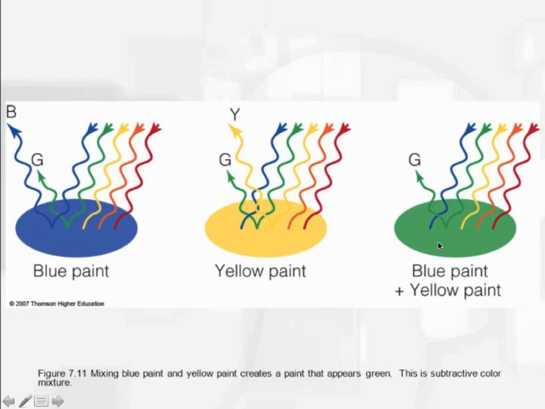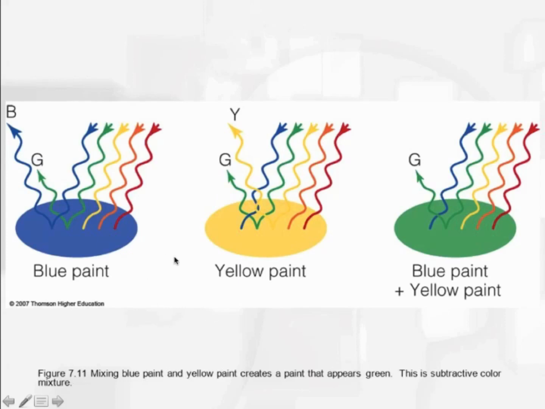It's because now everything's getting absorbed. Everything that blue absorbed, plus everything that yellow absorbed, all of those are getting absorbed by the green paint. And the one thing that's getting reflected is green. So this is how subtractive color mixing works. And of course, it's the easiest to see with blue, yellow, and green here.